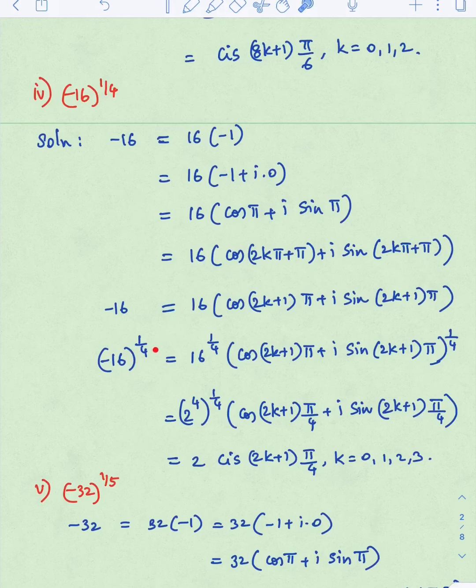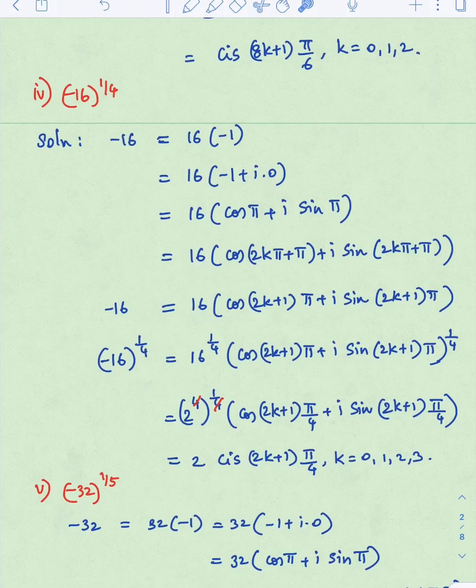Coming to the next step, power 1 by 4 is kept, so power 1 by 4 should be applied to this also along with it. 16 can be written as 2 power 4, since 2 to the 4 is 16. Power 1 by 4, and the 1 by 4 is sent inside, so it becomes pi by 4. Here 4 is cancelled, so you get only 2. And this you can write as 2 cis (2k plus 1) pi by 4.